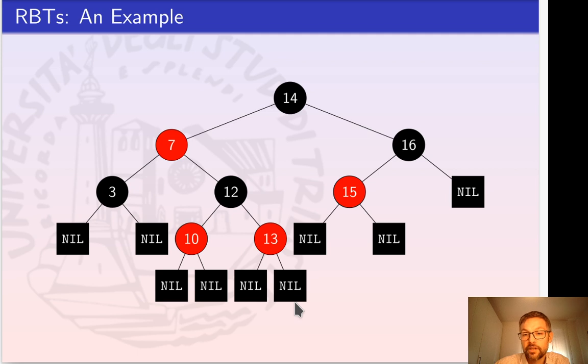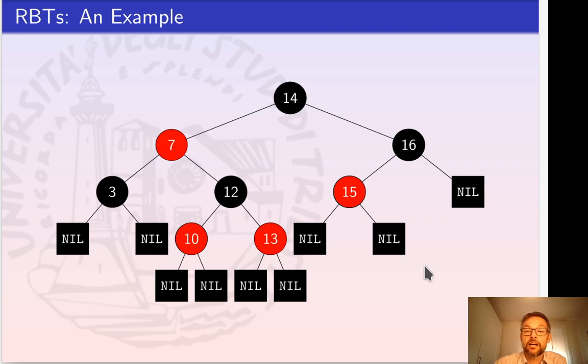Now, of course, as we did for BST, in trying to represent a red-black tree, from time to time I will remove the leaves. So it could be the case that you see a red-black tree without the nil leaves, and this is due to the fact that I don't want to waste space in the slides. But of course they are still there.